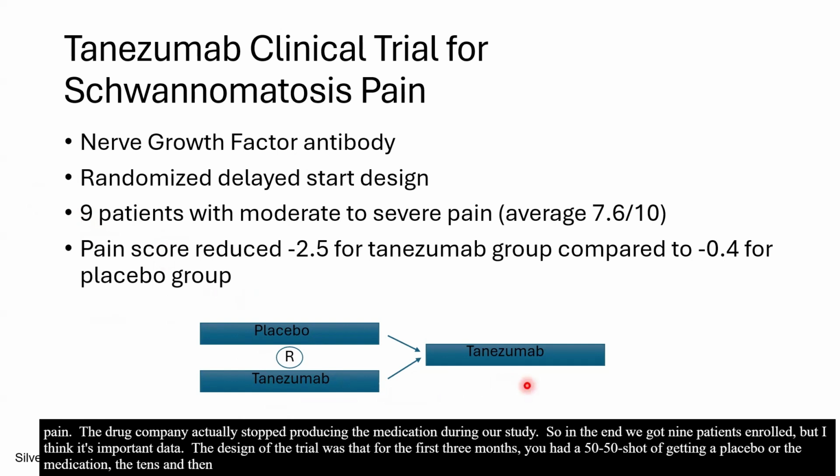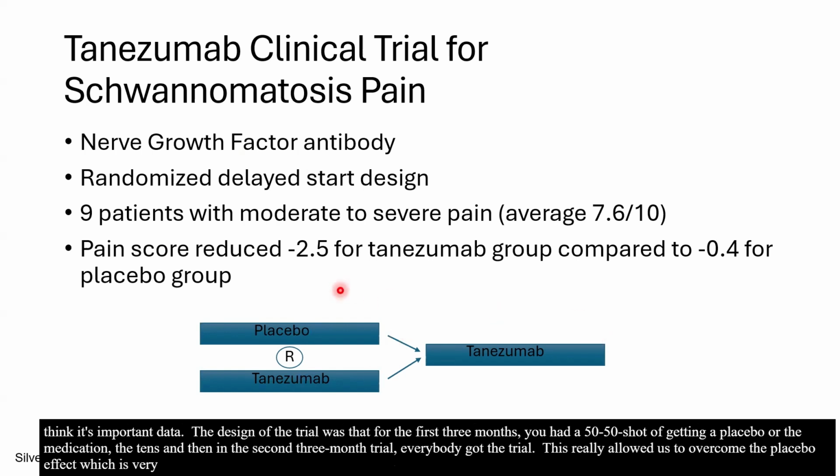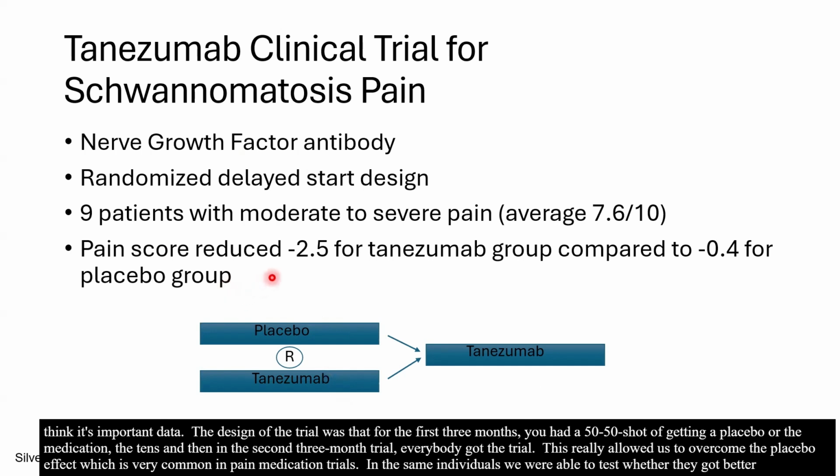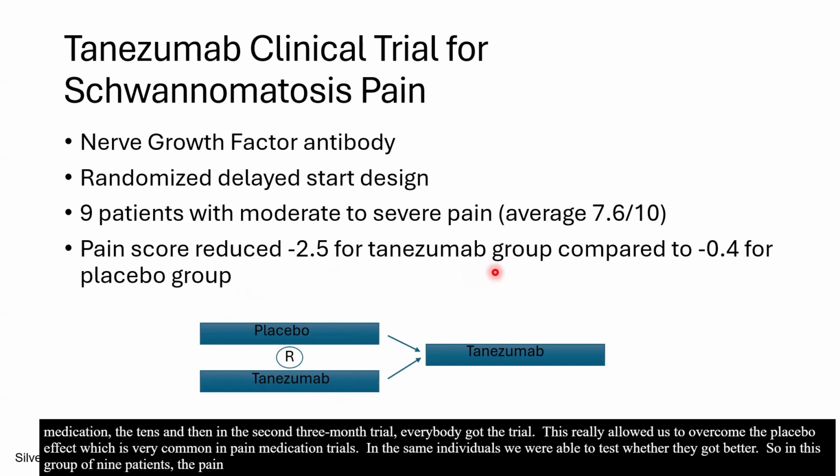And this really allows us to overcome the risk of the placebo effect, which is very common in pain medicine trials. So in the same individual, we were able to test whether they got better or not going from one arm to the next. And in this group of 9 patients, the pain score reduced 2.5 for those patients who received tanezumab in the first 3 months compared to 0.4 for those in the placebo group.